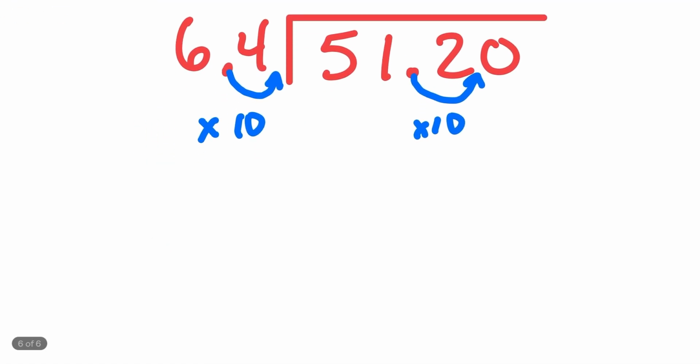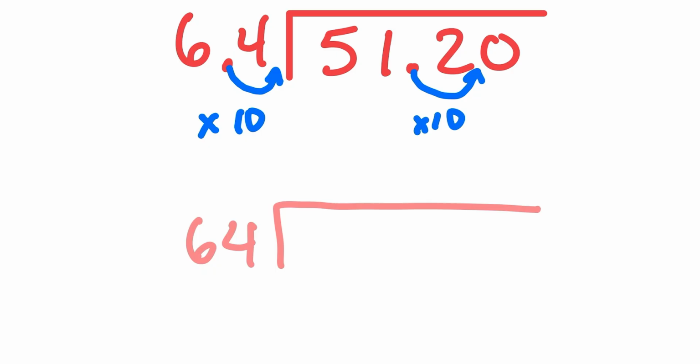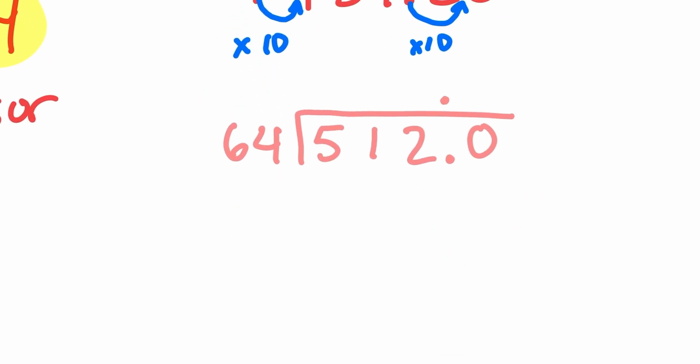So now that we've shown how it's going to move, we need to write our new problem with our new numbers. So we've got 6.4 is now 64. I'll put that here. And on the inside, this is no longer 51.20. Now the decimal point is here, so it's going to be 512. And I'll put the 0.0 here as well. Now remember, because we have a decimal point under our long division symbol, we're going to raise it into the quotient as well, so it stays there. And now we'll do our division.